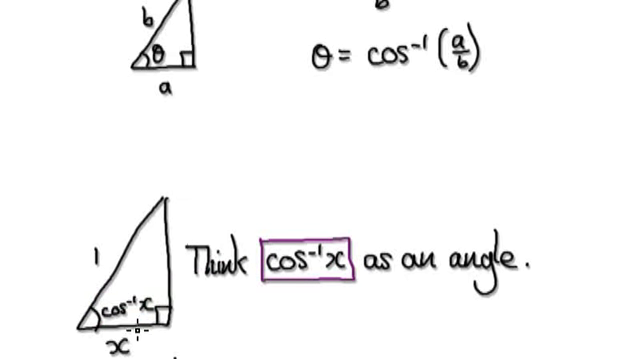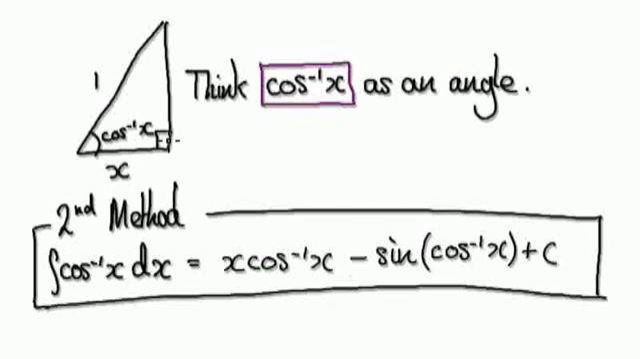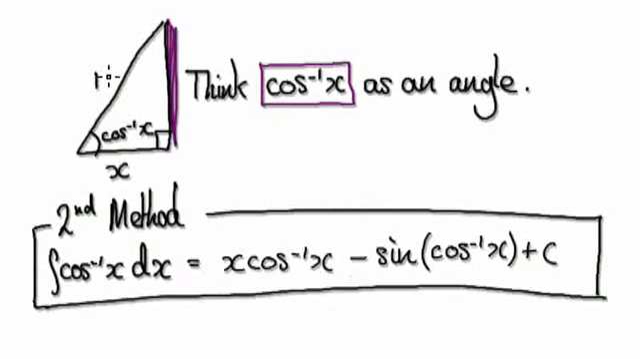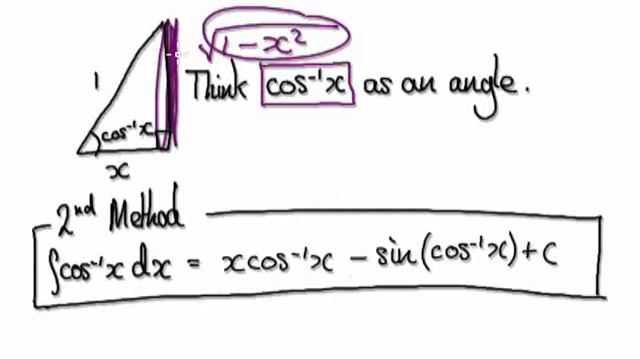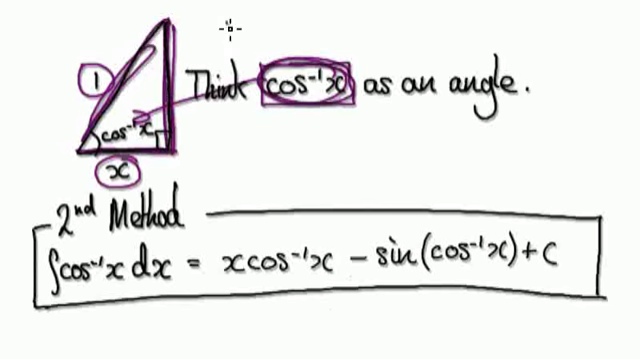Okay, so if this is your angle, bear with me. If this here is your angle, then this is x and this is 1. So what is this length here? Well, by using Pythagoras, it would be the square root of 1 minus, well, it would be this. So when you imagine this as being an angle, this length here would be x. The hypotenuse here is 1. So this length here has no choice but to be the square root of 1 minus x squared.